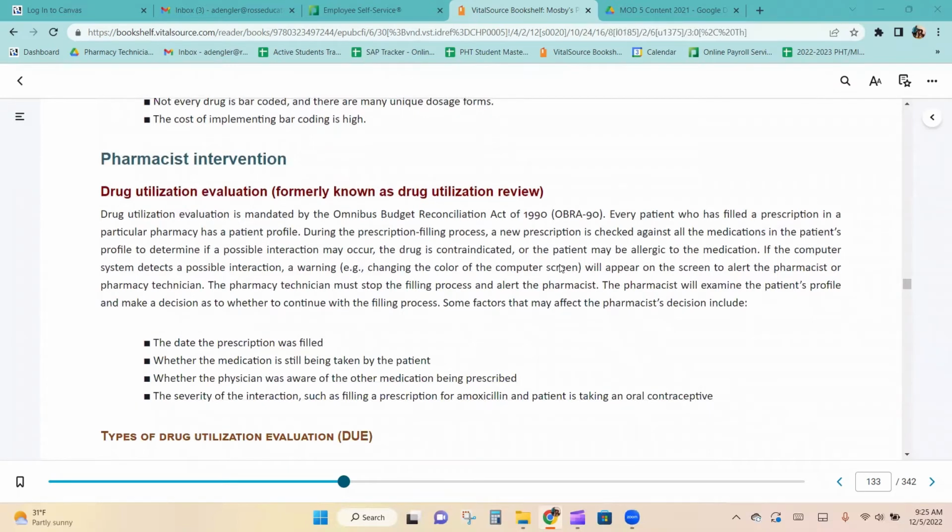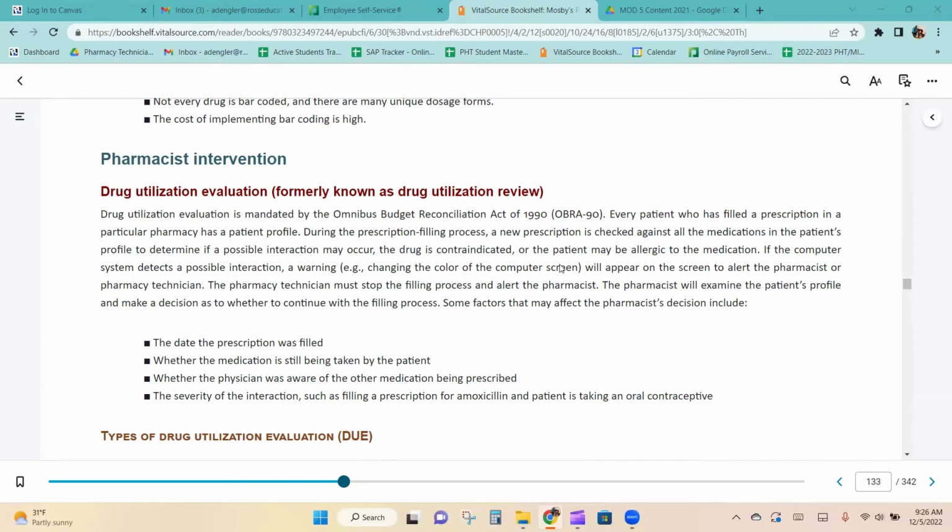So, pharmacist intervention on drug utilization evaluation, which was formerly known as a drug utilization review. Drug utilization evaluation is mandated by the Omnibus Budget Reconciliation Act of 1990, OBRA 90. Every patient who has filled a prescription in a particular pharmacy has a patient profile. During the prescription filling process, a new prescription is checked against all of the medication in the patient's profile to determine if a possible interaction may occur, the drug is contraindicated, or the patient may be allergic to the medication.